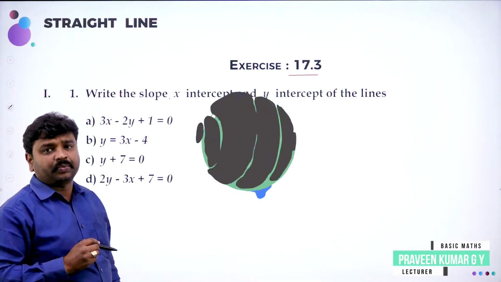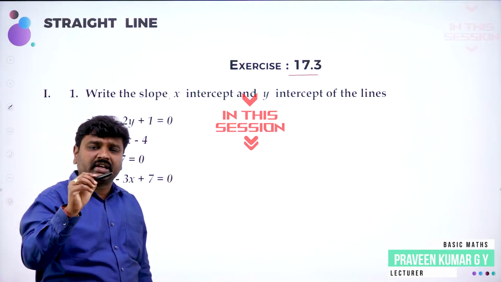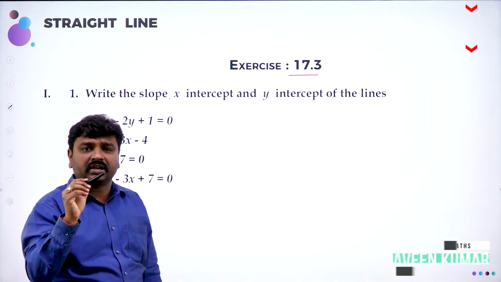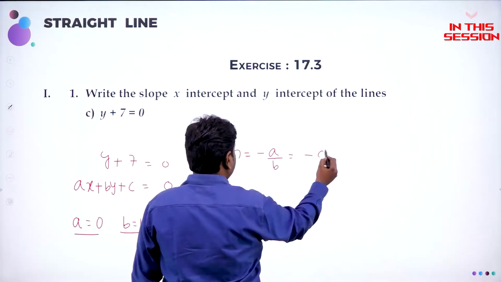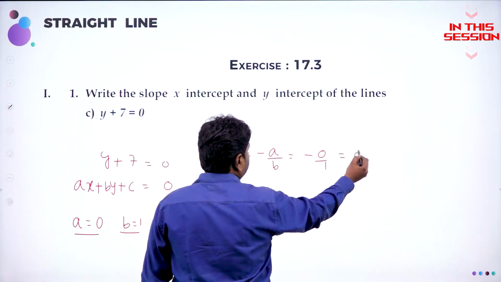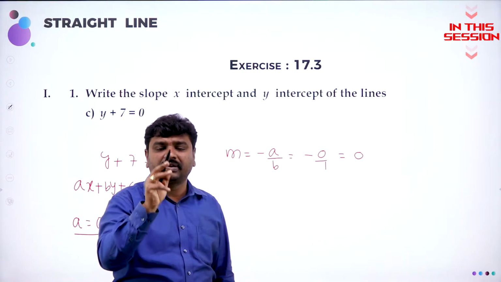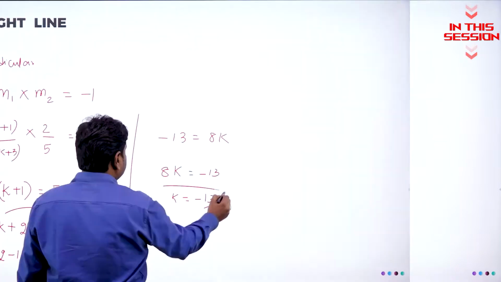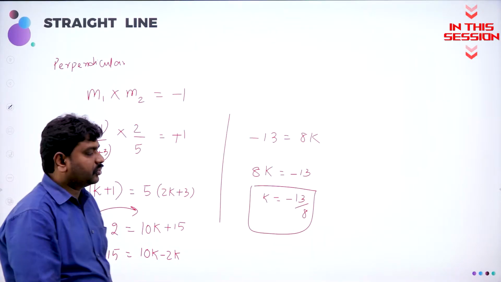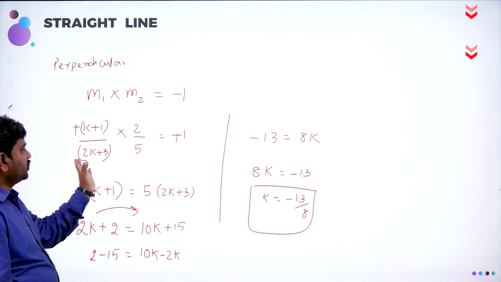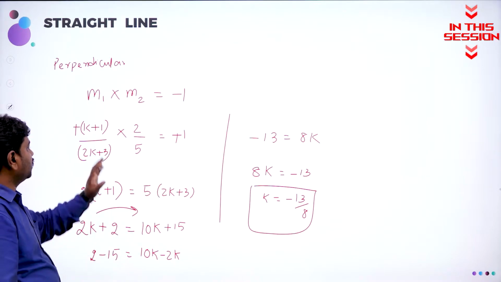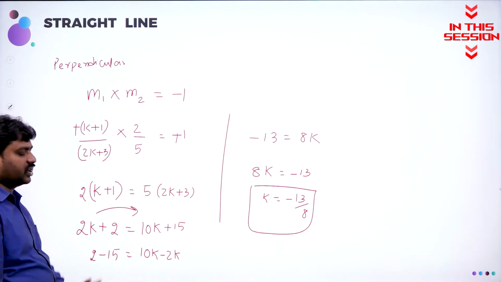Before we start this problem, first any line can be written in general form. 0 by 1, 0 by anything is 0, so slope is 0. Slope 0 means it's a line parallel to x-axis. I want you to find k value, you got k value. Just we rearrange. Transfer this to that side, so 5 times 2k plus 3 and this will be 2k plus 2, rearrange, you will get the value of k.